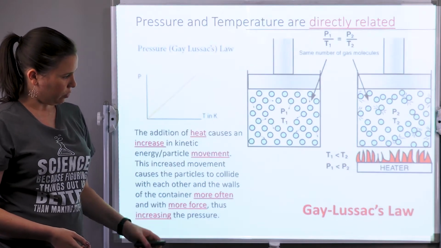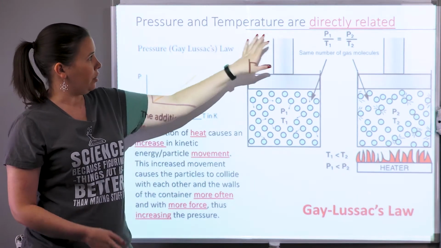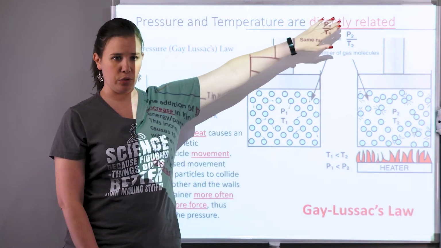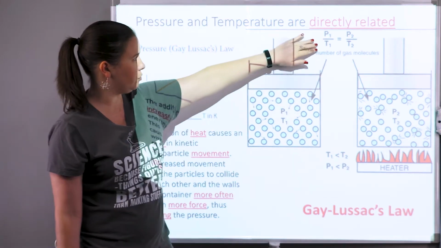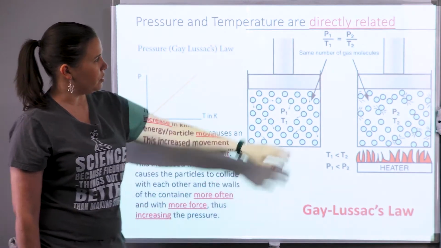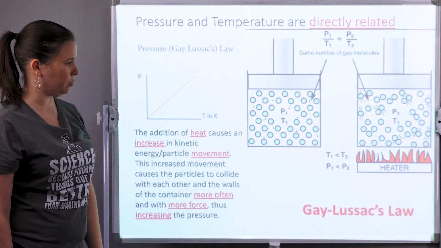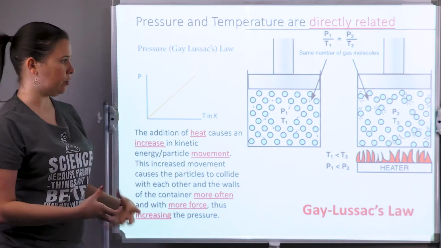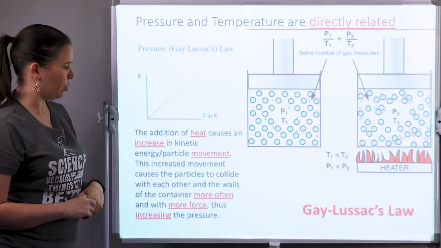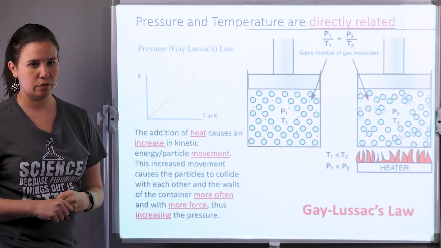Now let's look at Gay-Lussac's law. This was the one that related pressure and temperature as a direct proportion. And so the formula simply shows, like any other type of direct proportion, P1 over T1 equals P2 over T2, or vice versa, as long as you have it set up like a proportion. Now let's talk about why. Why is it that an increase in temperature would lead to an increase in pressure? So this goes back to one of the main postulates of kinetic molecular theory.